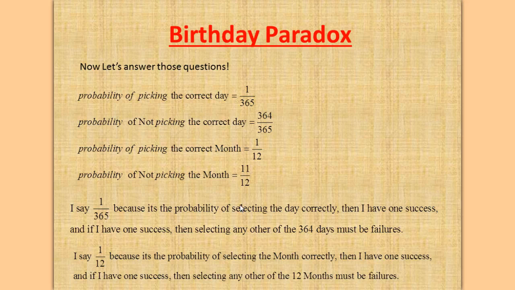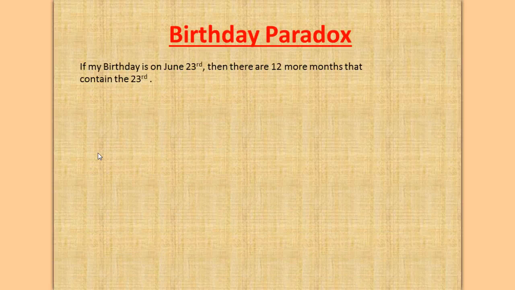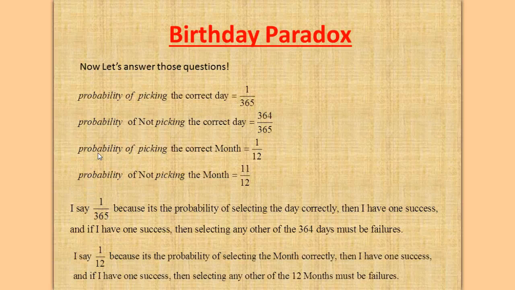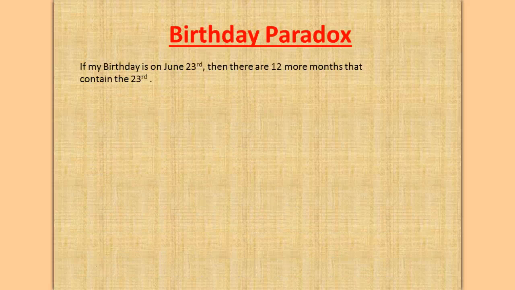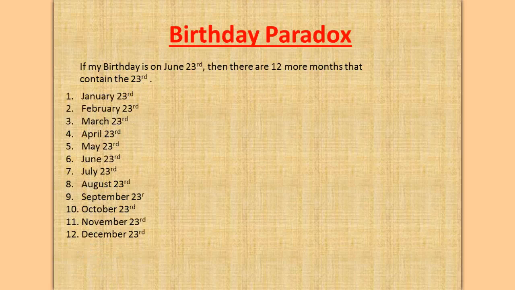I say 1 over 12 because it's the probability of selecting the month correctly. Then I have one success. And if I have one success, then selecting any of the other 12 months must be failures. Okay? If my birthday is on June 23rd, then there are 12 more months that contain the 23rd. Okay? There's January 23rd, there's February 23rd, March 23rd, all the way up to December 23rd.